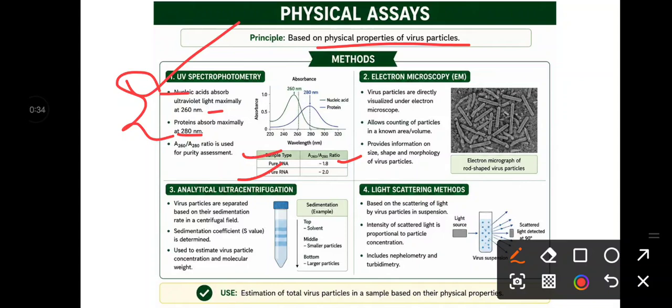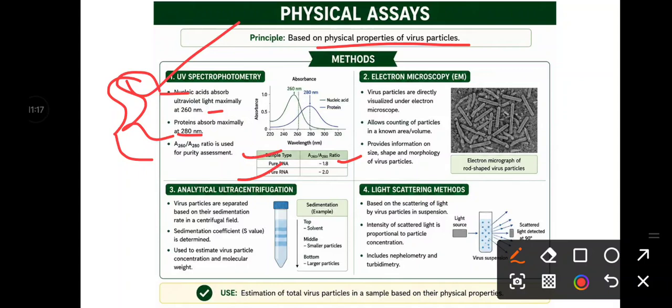If that ratio is around 1.8, we call it pure DNA. It is not contaminated with proteins and other things. And if this ratio is around 2, we call it pure RNA. Okay. So here we are assaying the nucleic acid as well as protein. If we extract a virus particle and get pure RNA, it is an RNA virus. If we get DNA, it is a DNA virus. Like that we can predict.